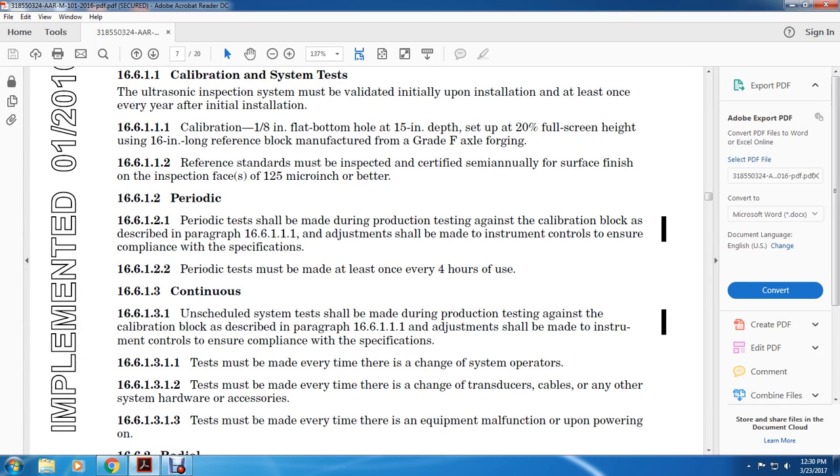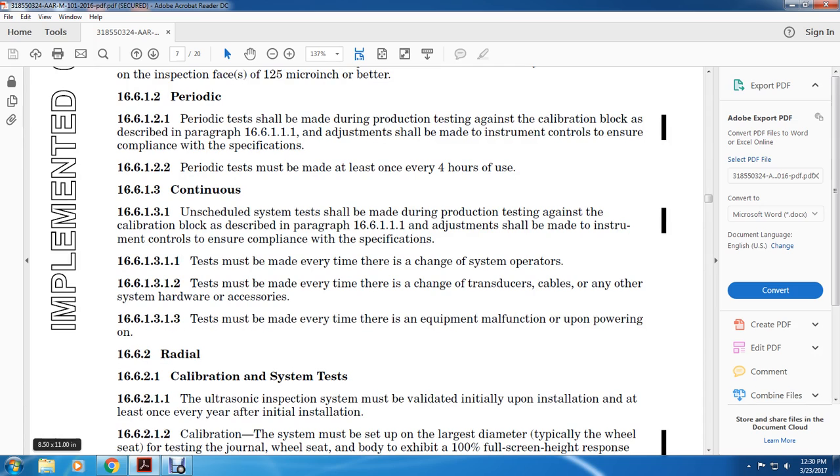16.6.1.3.1 Unscheduled system tests should be made during production testing against the calibration block as described in paragraph 16.6.1.1.1. Adjustments shall be made in the instrument controls to ensure compliance with the specification. Tests must be made every time there is a change of system operators. Tests must be made every time there is a change of transducer, cables, or any other system hardware accessories. 16.6.1.3.1.3 Tests must be made every time the equipment malfunctions upon powering on.